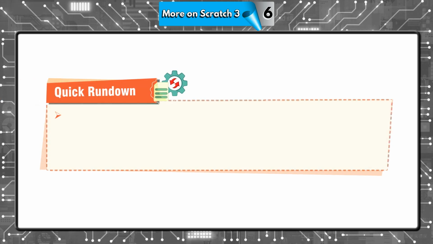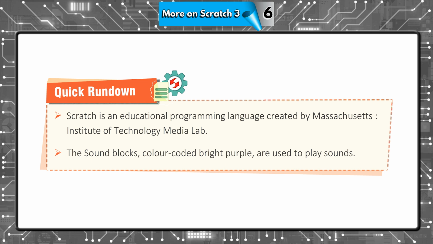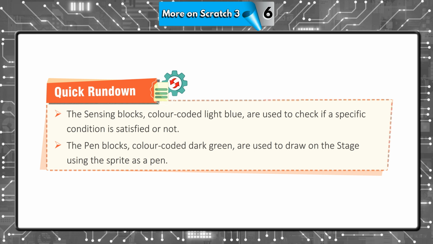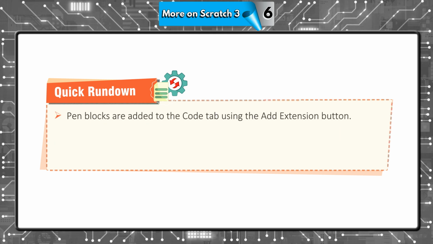Quick rundown. Scratch is an educational programming language created by the Massachusetts Institute of Technology Media Lab. The sound blocks, color-coded bright purple, are used to play sounds. The sensing blocks, color-coded light blue, are used to check if a specific condition is satisfied or not. The pen blocks, color-coded dark green, are used to draw on the stage using the sprite as a pen. Pen blocks are added to the Code tab using the Add Extension button.